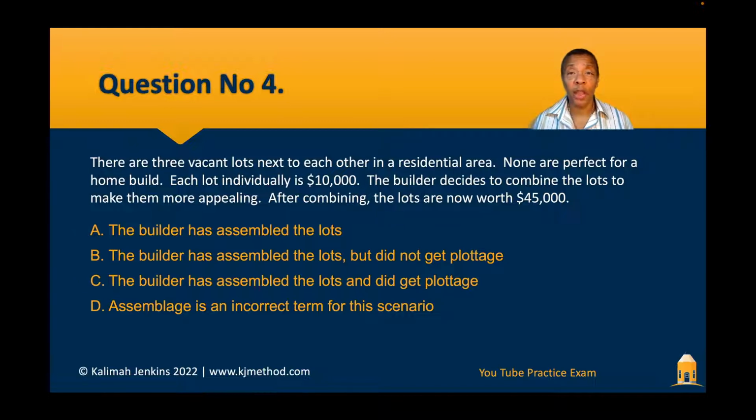Because plottage is when there is an increase in value from putting the lots together. We would expect that if we put 3 lots together, 10,000 each, the lots would now be 30,000. But instead, they're 45. And so anytime you get that increase in value, you get plottage.